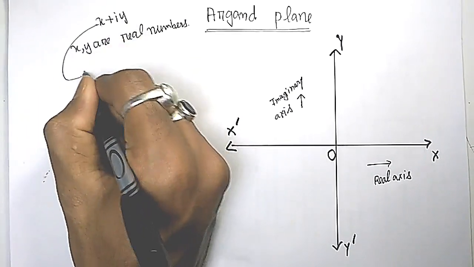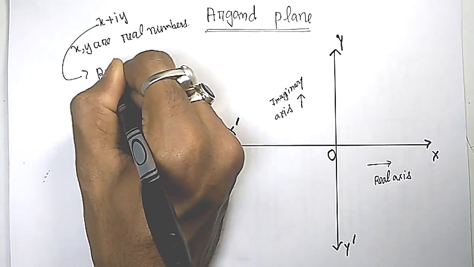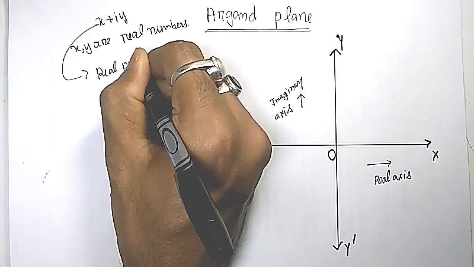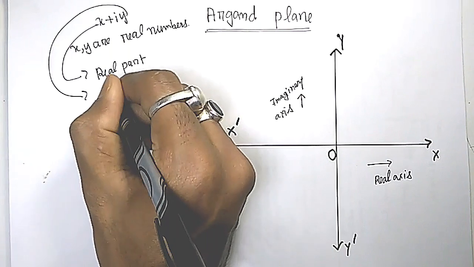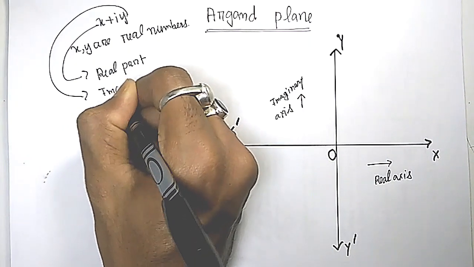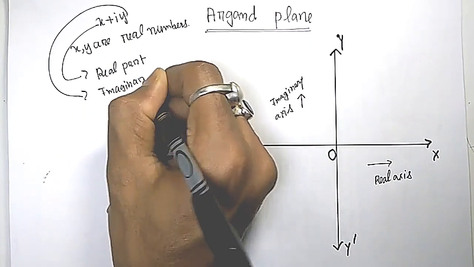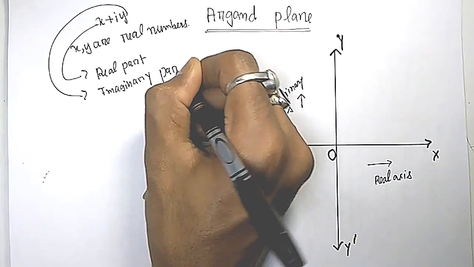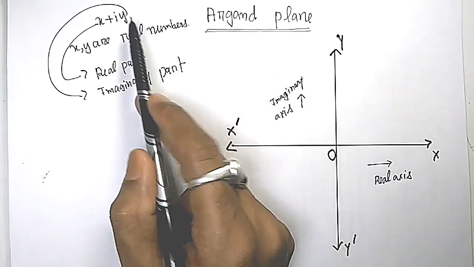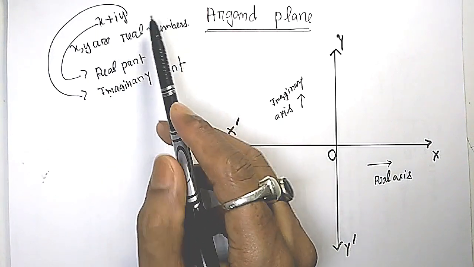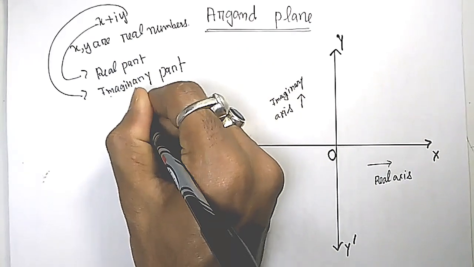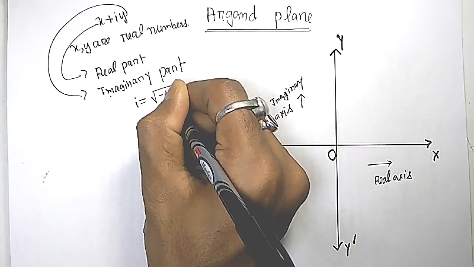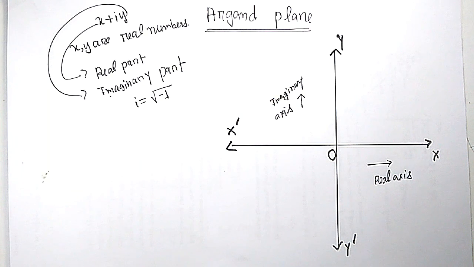And this x is known as what? The real part. And y is known as the imaginary part, because y is attached with i. And what is the value of i? i is equal to root over minus 1. So we have already learned all these things, the representation of complex numbers.